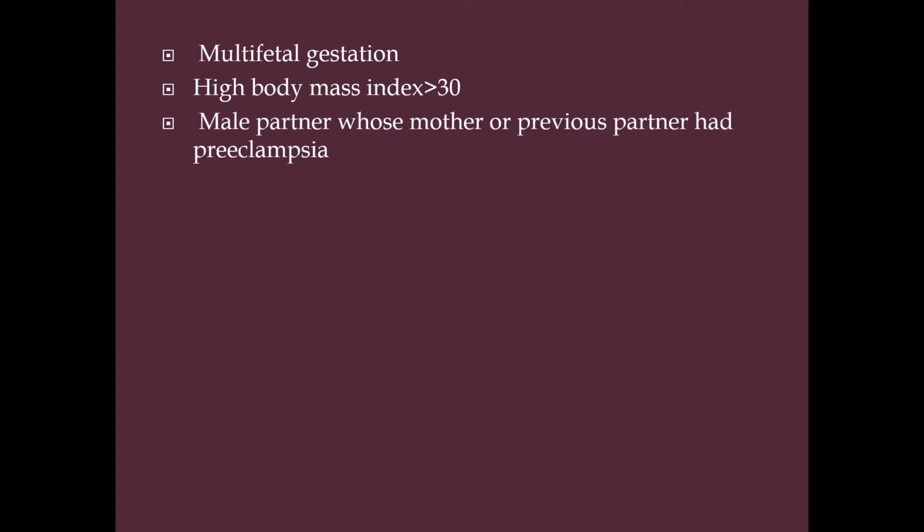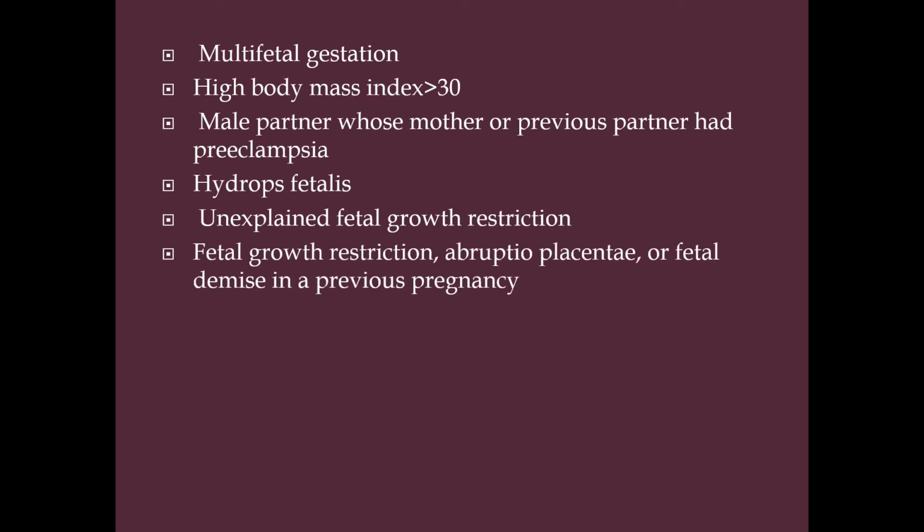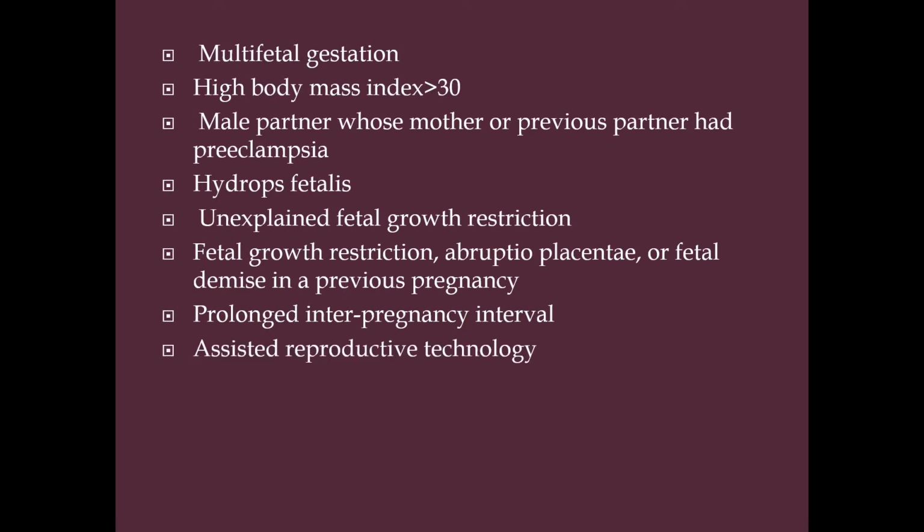Other factors which increase the risk of development of preeclampsia include multiple fetal gestations, high body mass index more than 30, a male partner whose mother or previous partner had preeclampsia, hydrops fetalis, unexplained fetal growth restriction, fetal demise, prolonged inter-pregnancy interval, assisted reproductive technology, and obstructive sleep apnea.